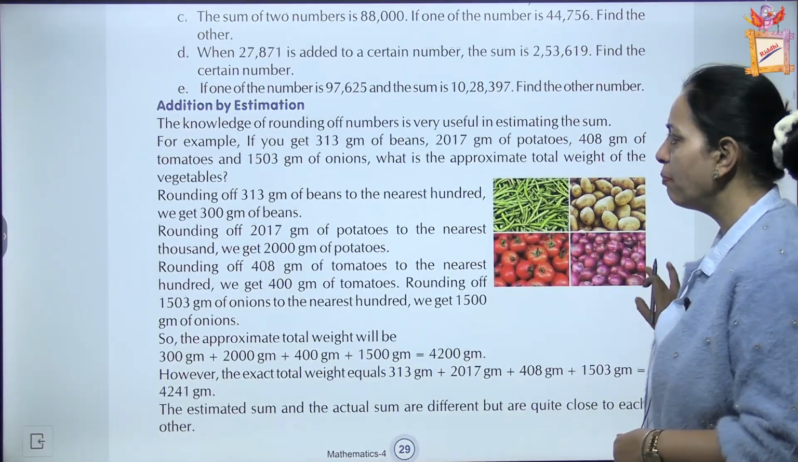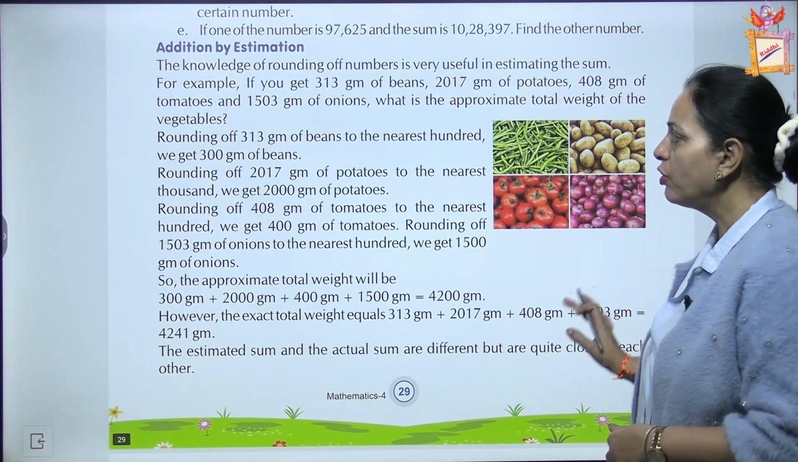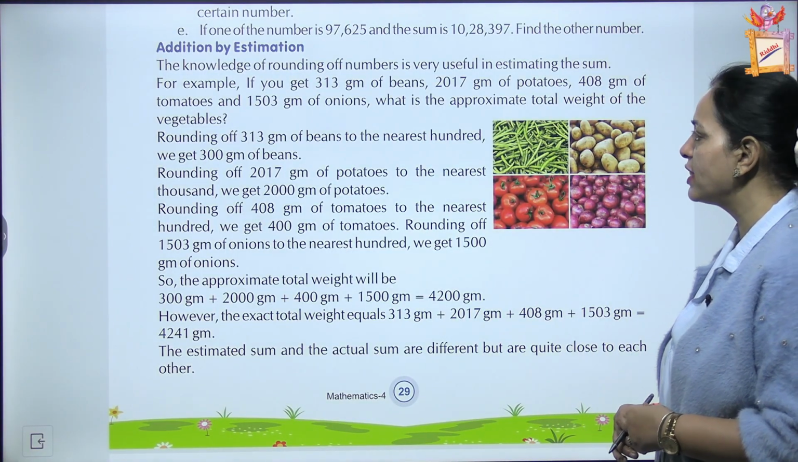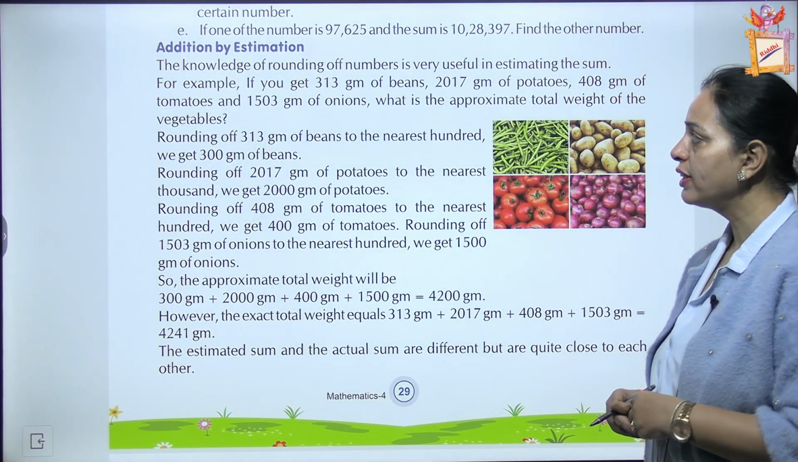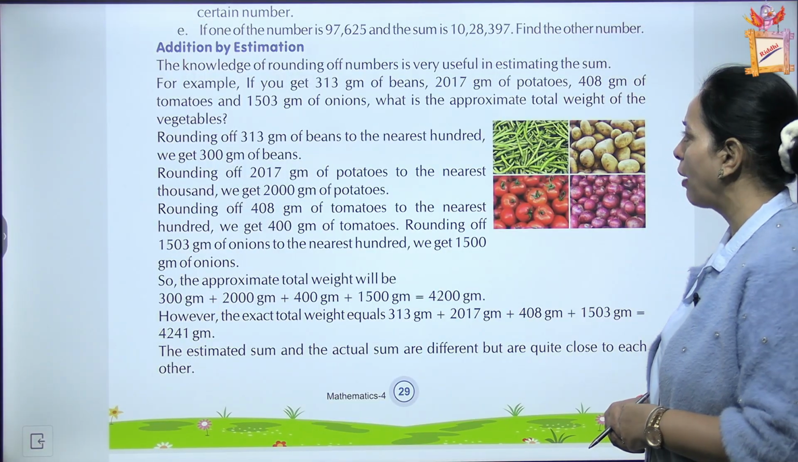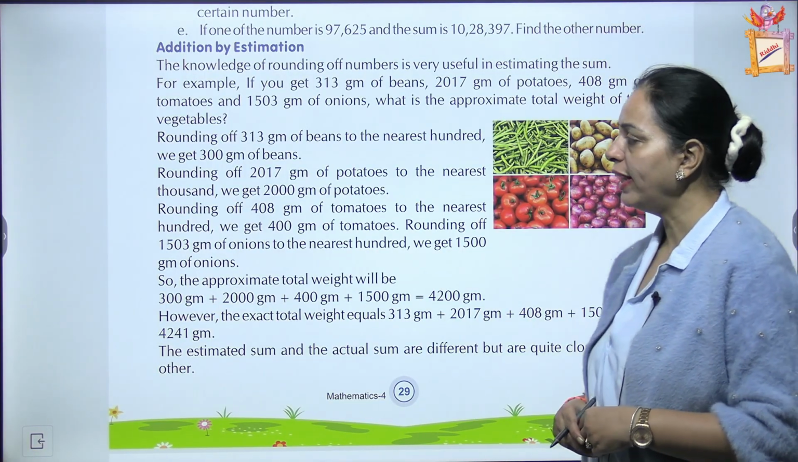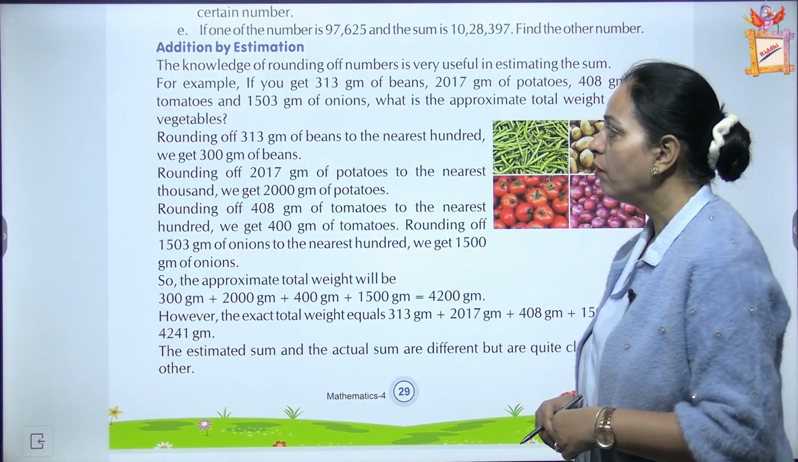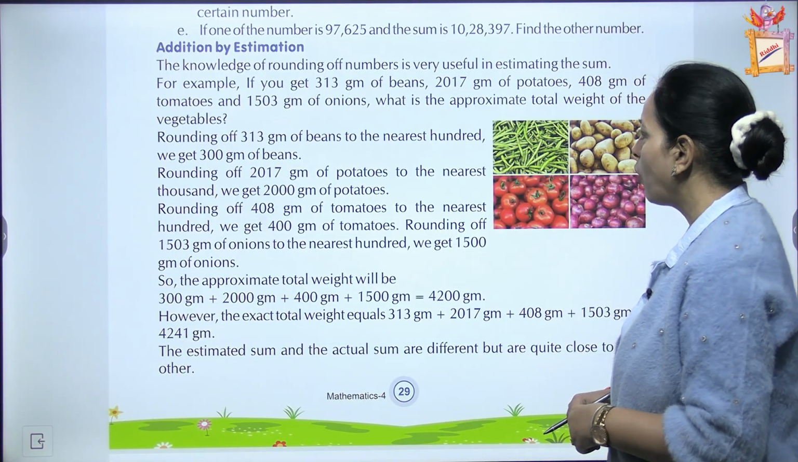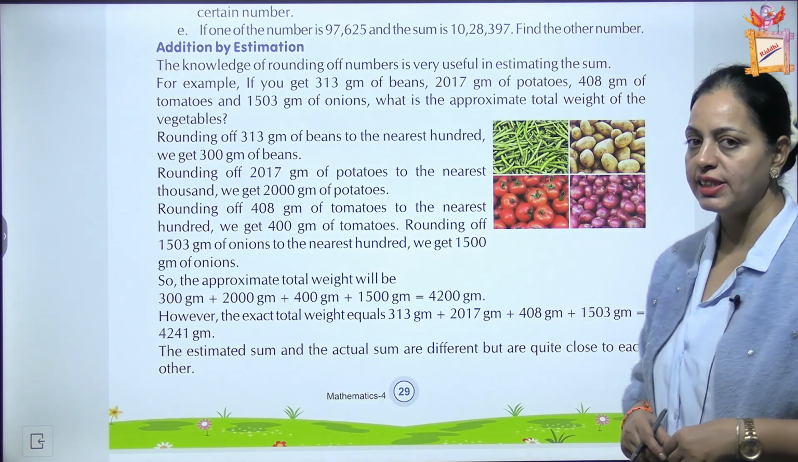Now addition by estimation. The knowledge of rounding of numbers is very useful in estimating the sum. For example, if you get 313 gram of beans, 2017 gram of potatoes, 408 gram of tomatoes and 1503 gram of onions, what is the approximate total weight of the vegetables?